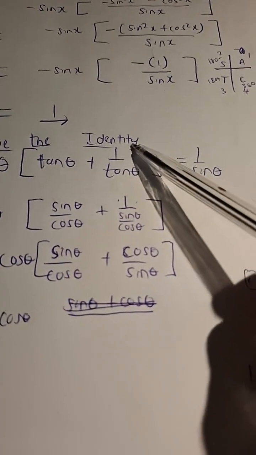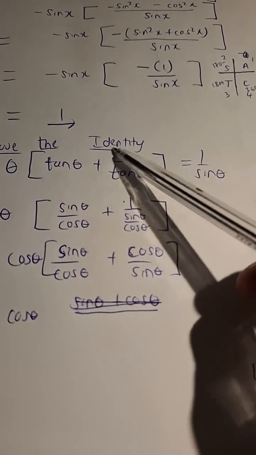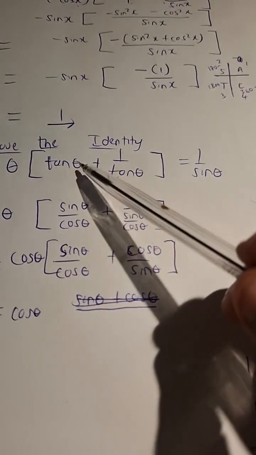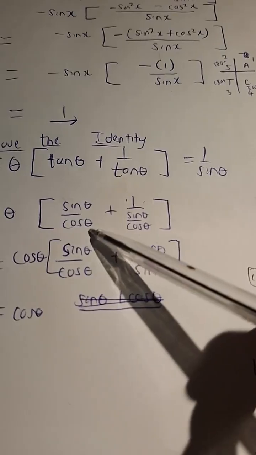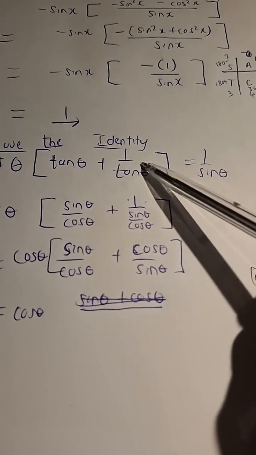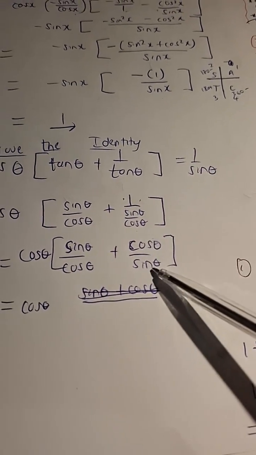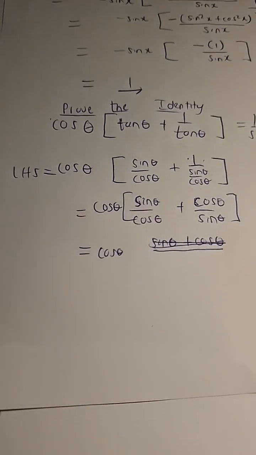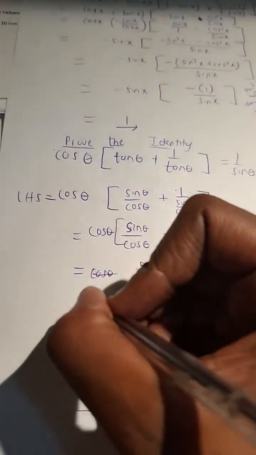Remember as well that this is 1 over tan theta. This is the inverse of tan. So it stands to reason that if tan theta is sine theta over cos theta, the inverse of tan is cos theta over sine theta, right? If we were to shortcut the process. Okay, so I hope that makes sense now.